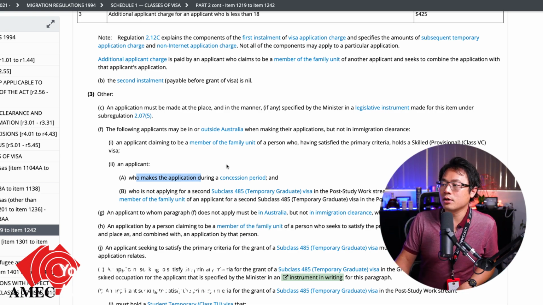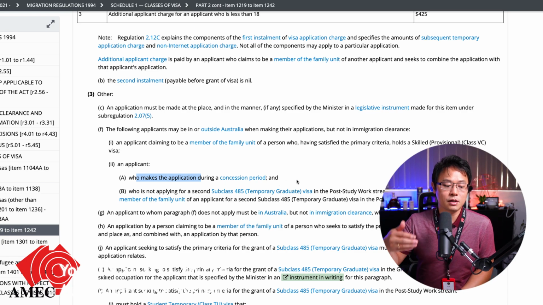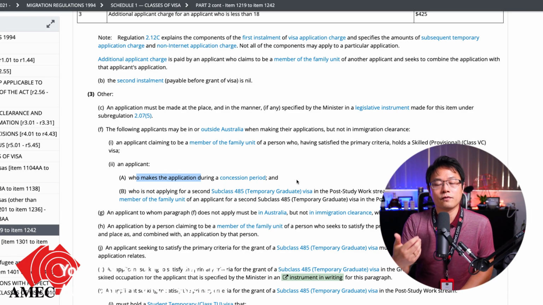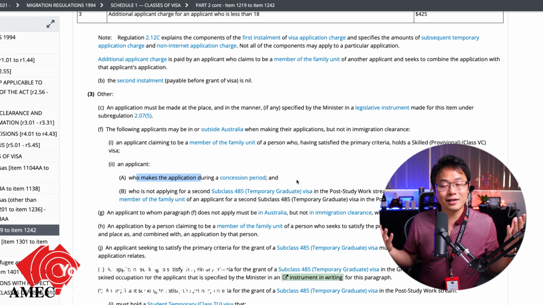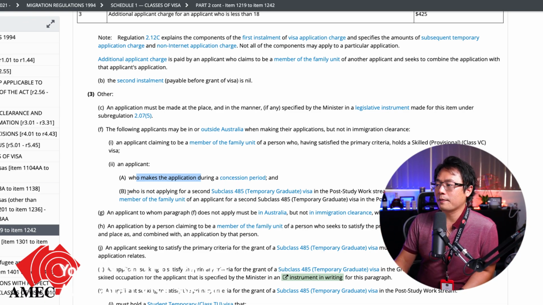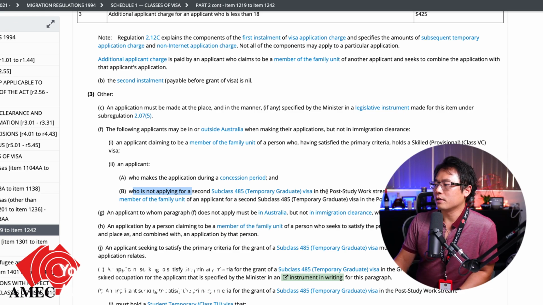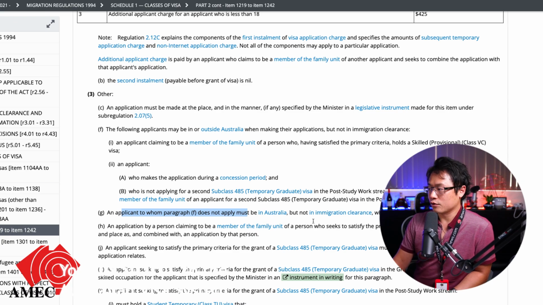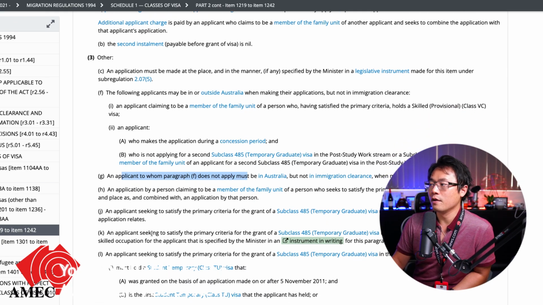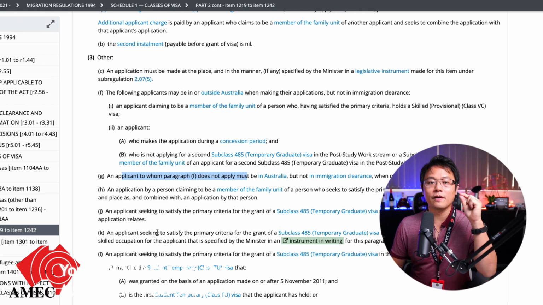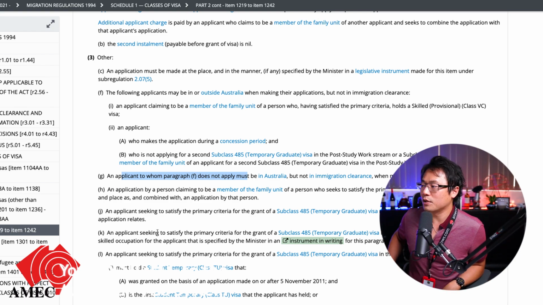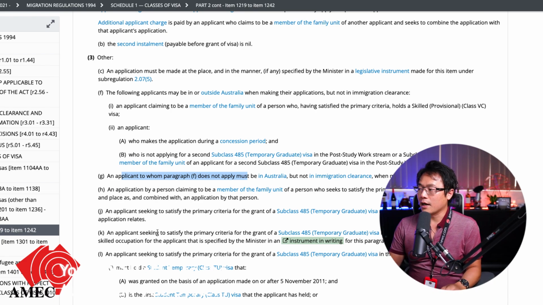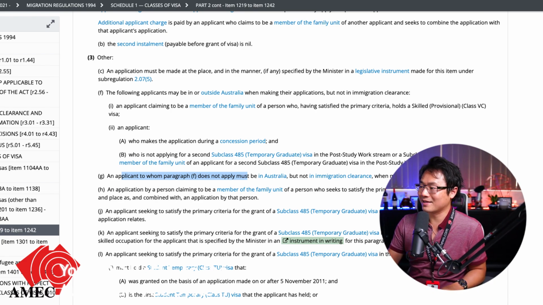So what they're trying to say here is that if you're in that situation, because you had the right to lodge a 485 but then you are not in Australia, there's a concession period. Number 3, who is not applying for a second 485 visa or a third, the applicant who must make the application otherwise, or the applicant must make it in Australia. Okay, so that's what they're trying to say. So only if those people were affected in that concession period, you can lodge offshore. That's what they're trying to say here.